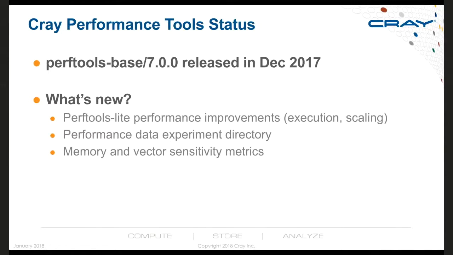We also added some memory and vector sensitivity metrics. It depends on the processor that you're analyzing, and really it depends on the performance counters available, because we do rely on performance counters. The more capability there is for the processor to analyze, the more metrics we can provide. So those are some things to take a look at if you've not tried the 7.0 version yet.